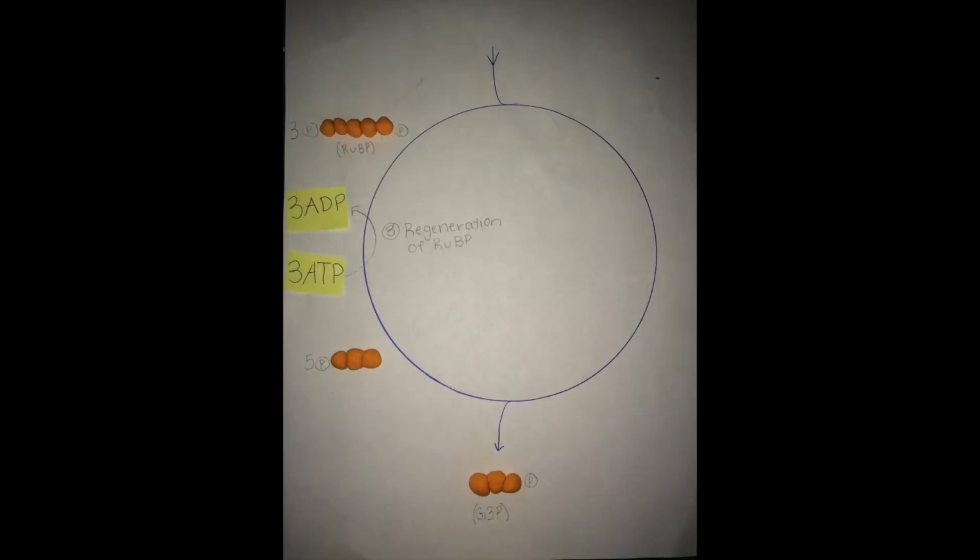The final step is the regeneration of RuBP. For every 3 turns of the cycle, 5 molecules of G3P are used to reform 3 molecules of RuBP. 3 ATP is added to the molecules. The remaining G3P is used to make glucose. The Calvin cycle has to run 6 times to produce 1 molecule of glucose.